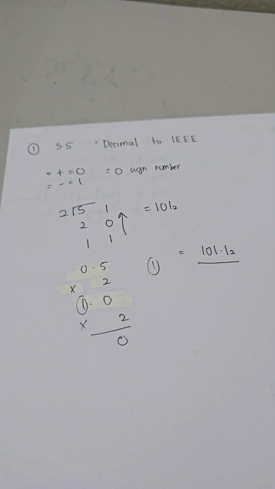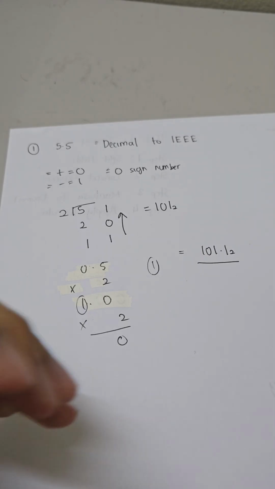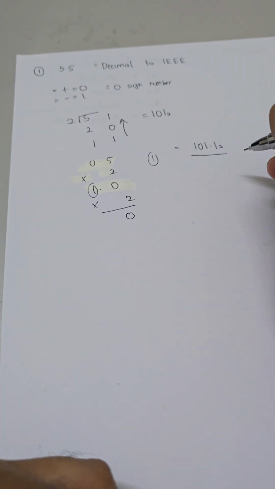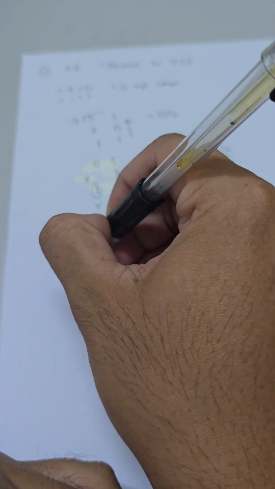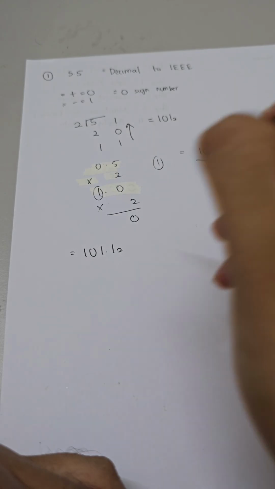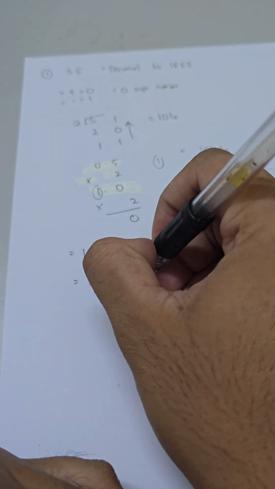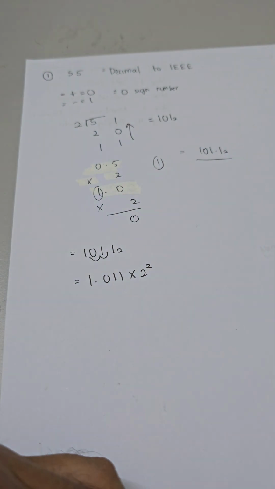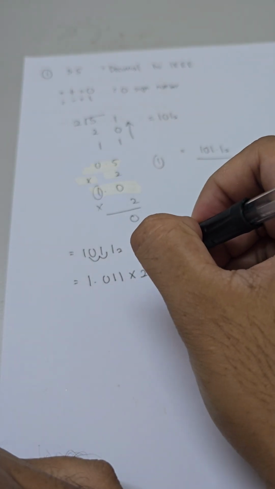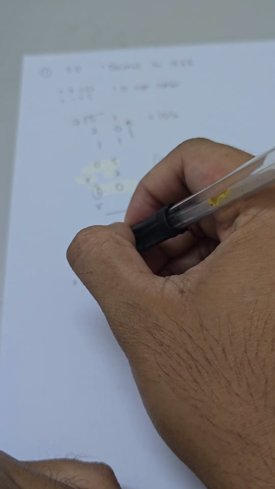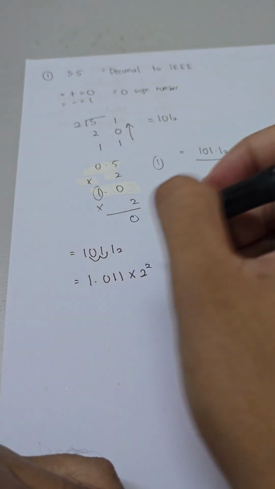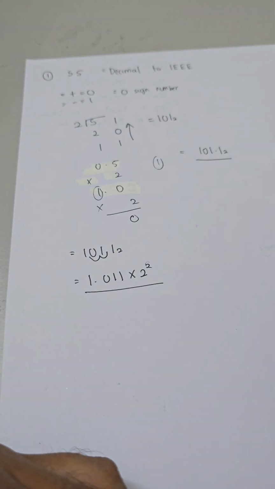So let's continue with step 3. We must normalize this number. So how to normalize? Let's take this number again, 101.1. We bring the dot to the front, so it becomes 1.011 times 2 to the power of 2. This is 2 because we moved the dot 2 times. So we have normalized this number, and we must continue with step 4.